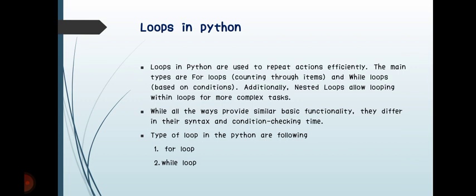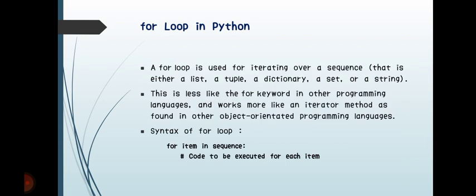So the types of loops in Python are the for loop and the while loop. Let's discuss the for loop. The for loop is used to iterate over a sequence, that is either a list, tuple, dictionary, a set or a string. It is less like a keyword and works more like an iterative method, as found in object oriented programming languages. Basically, the for loop is used to retrieve items from a string, list, tuple, dictionary or set. In a string, it retrieves every single character present in the string.